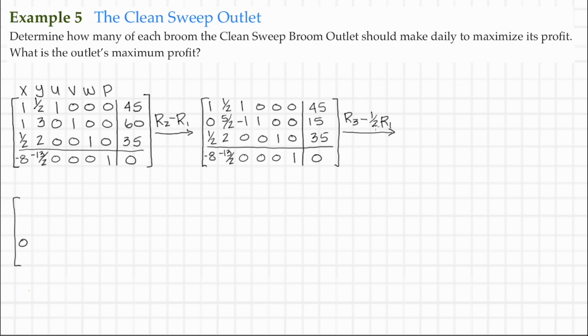1/2 times 1/2, that's 1/4. 2 minus 1/4, that's 7/4, keeping everything as fractions. 1 times 1/2 is 1/2. 0 minus 1/2, that's a -1/2. 0, 0, and 0. 0, 0, and bring down the 1. And the other 0.